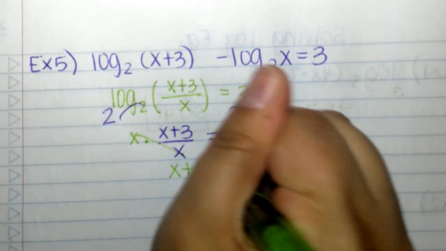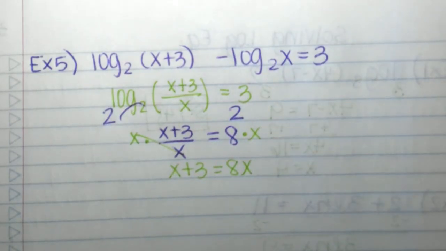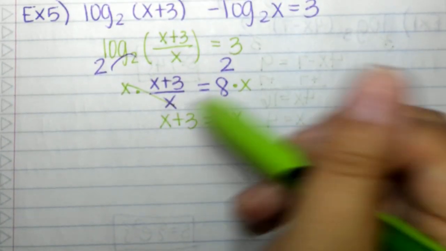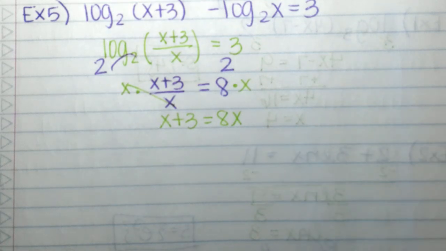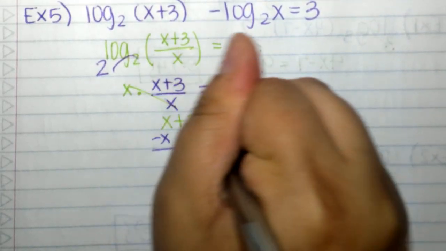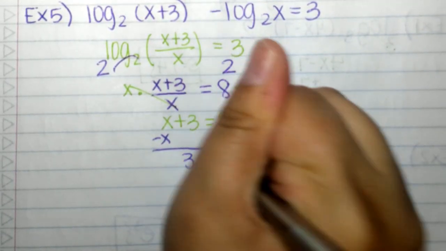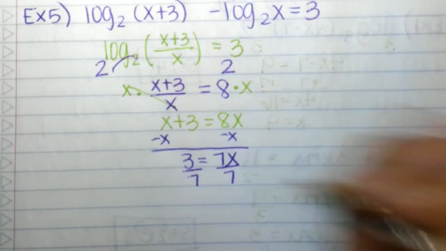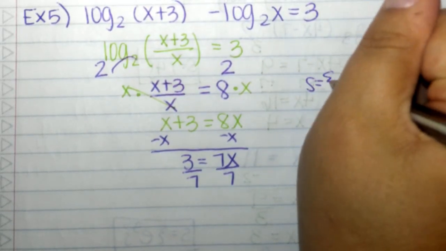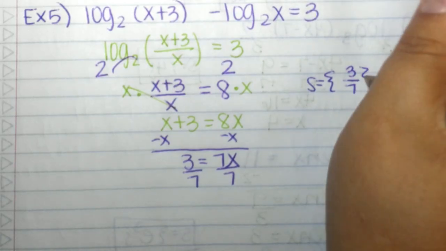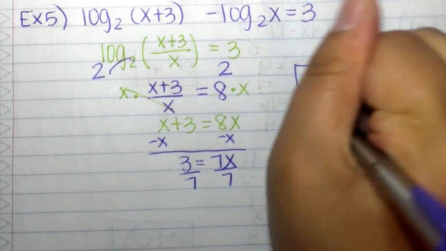So I get x plus 3 equals 8x, and then? Yeah, y'all got here and you're like, minus 3. My answer is 8x minus 3. No, we got to get x's together. Minus x. And divide. What is my solution? 3 over 7.